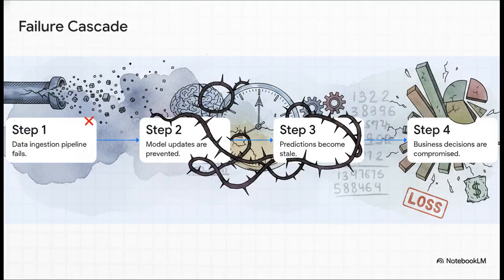Let's walk through a real-world example of how this plays out. So imagine your data ingestion pipeline has a little hiccup. Seems like a minor glitch, right? Wrong. Look at this cascade. First, the pipeline fails. That means the model can't get fresh data, so it stops learning. Then its predictions start getting stale, less and less accurate. And the final domino? The business decisions that rely on that model are now totally compromised. See that? A tiny technical glitch just snowballed into a huge business problem.